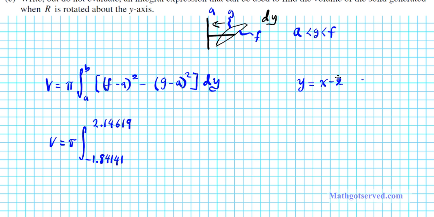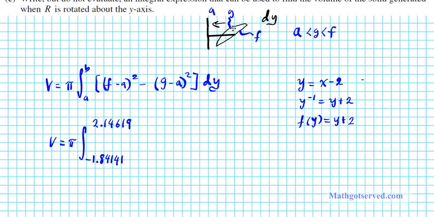If we want to express this in terms of y, the inverse is going to be, just add 2 to both sides, y plus 2. So our function in terms of y, f of y, is simply going to be y plus 2. That is expressing this linear function in terms of y.